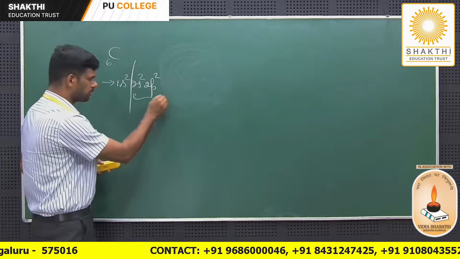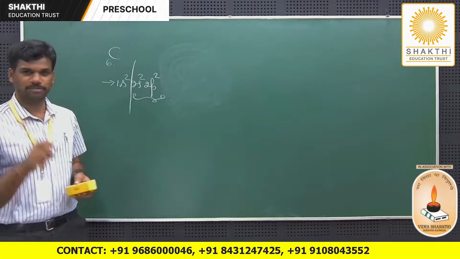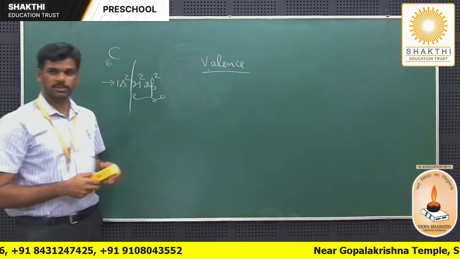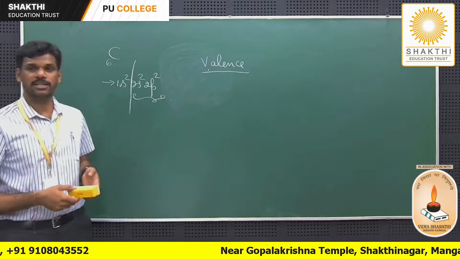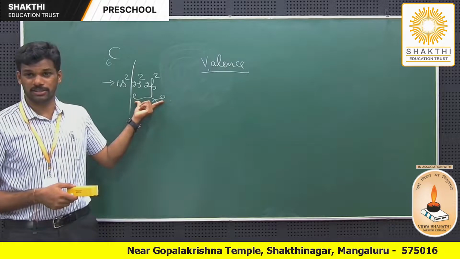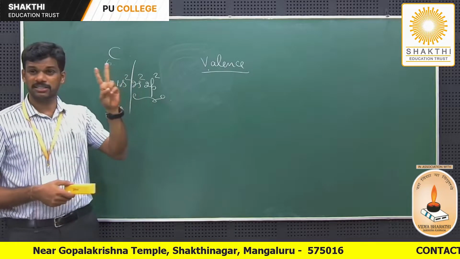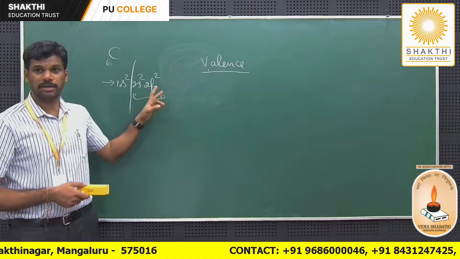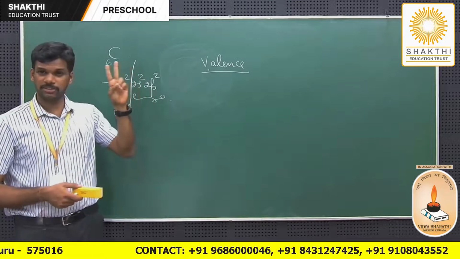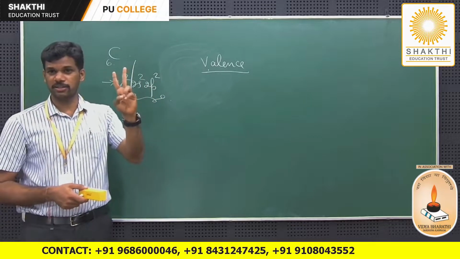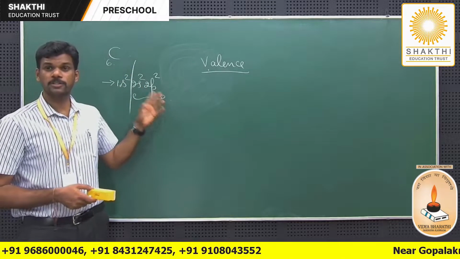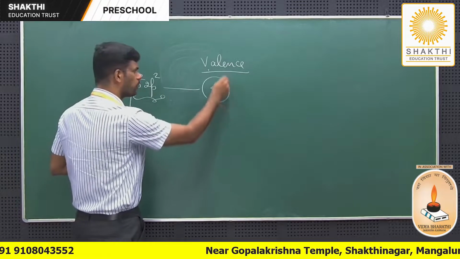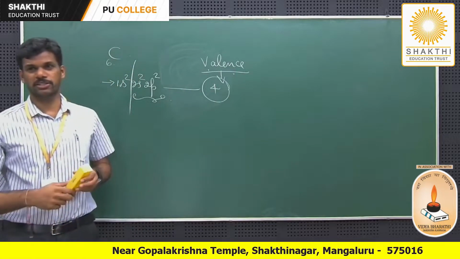The number of electrons present in the outermost orbit, you may have to note this down, I say these are valence electrons. What are these valence electrons? Valence electrons are the electrons present in the outermost orbit. The outermost orbit is the second orbit here. In the outermost orbit, there are 2 orbitals, s orbital and p orbital, where s orbital has 2 electrons and p orbital has another 2 electrons. So the total number of electrons present in the second orbit is 4. 4 is called the valence electrons present in carbon.